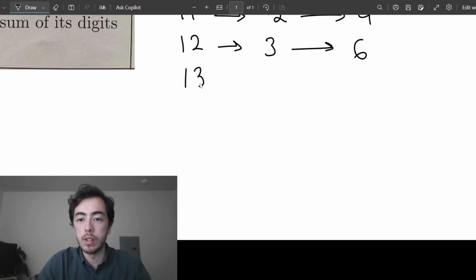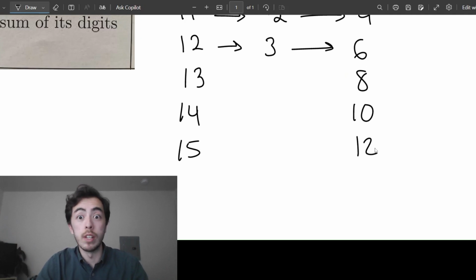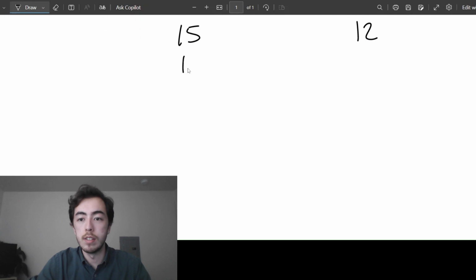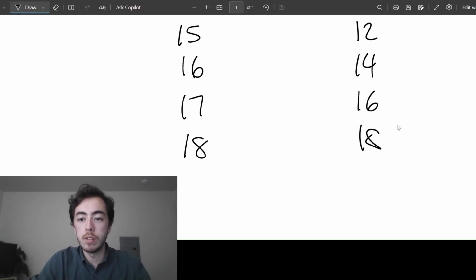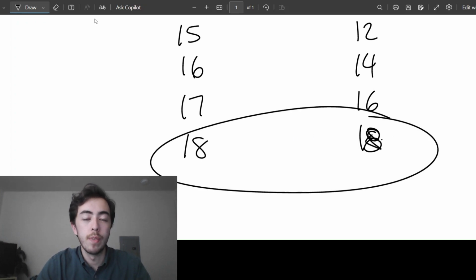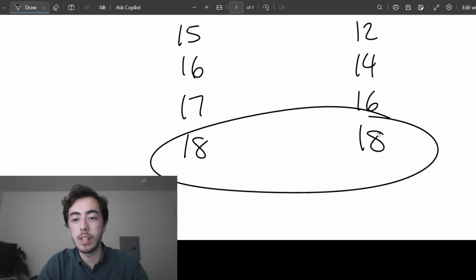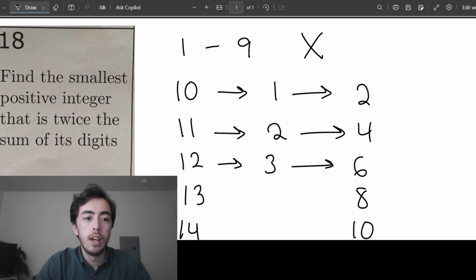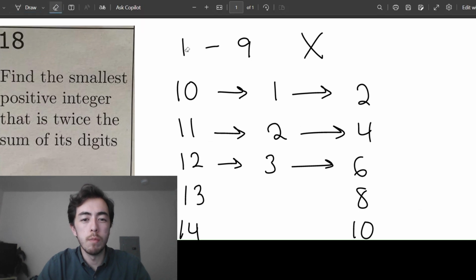I know it's going to be 13, then 8, 14, 10, 15, 12. And so now it really does look like it's catching up. 16, 14, 17, 16, and then finally 18, 18. So here's the first number that satisfies the condition for today, and all the other ones don't. I just wanted to see how we could maybe solve this with algebra.